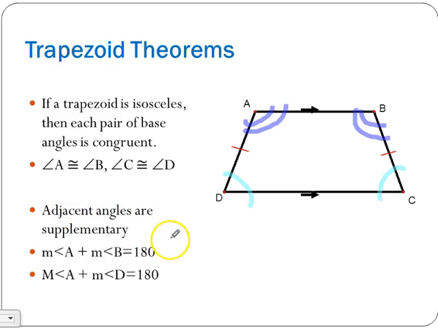The adjacent angles are supplementary, similar to what we did with parallelograms. Any adjacent angles are going to be supplementary. So if we add these two, they'll be supplementary. If we add these two, they'll be supplementary. If we add these two, they'll be supplementary. Supplementary, of course, adding up to 180.